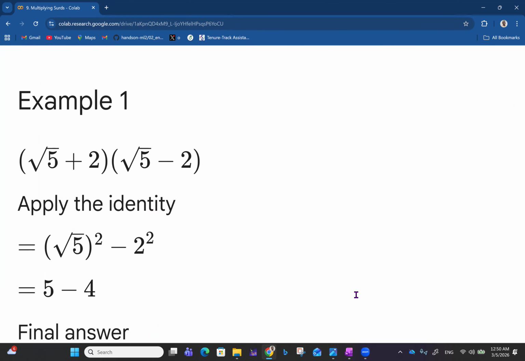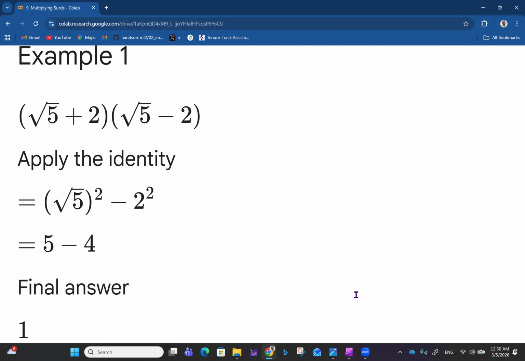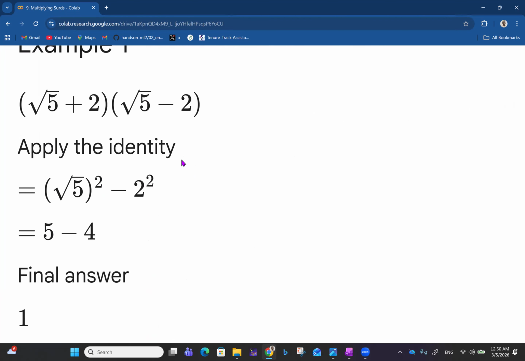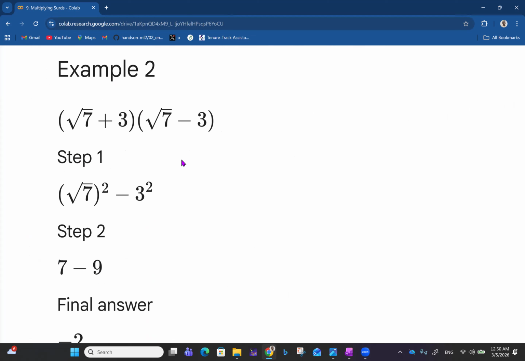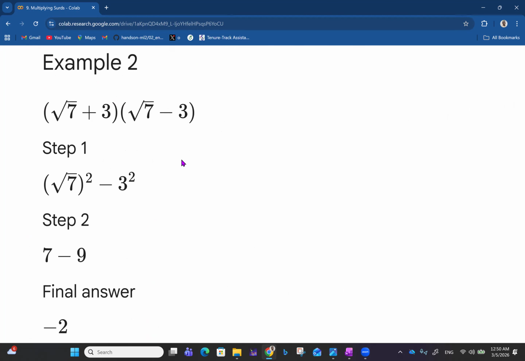So imagine that you have root 5 plus 2 into root 5 minus 2. That's the difference of two squares. That's root 5 all squared minus 2 squared. So root 5 all squared is 5 because the power cancels the root. Then minus 2 raised to 2, which is 4. So the final answer is simply 1. So that's a very smart way to go about it instead of doing a lot of calculations. So just use the identity.